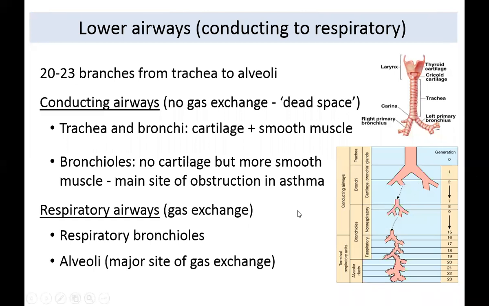Once you get past the bronchioles, you get to the respiratory airways where there is gas exchange. You'll see some bronchioles referred to as respiratory bronchioles. Don't worry about those. The major area of gas exchange is the alveoli. So, trachea and bronchi coming down to the non-respiratory bronchioles, respiratory bronchioles, which you don't need to worry about, and then the alveoli, which is the major site of gas exchange.